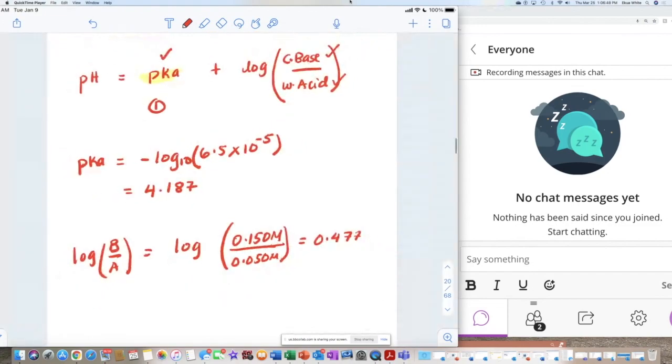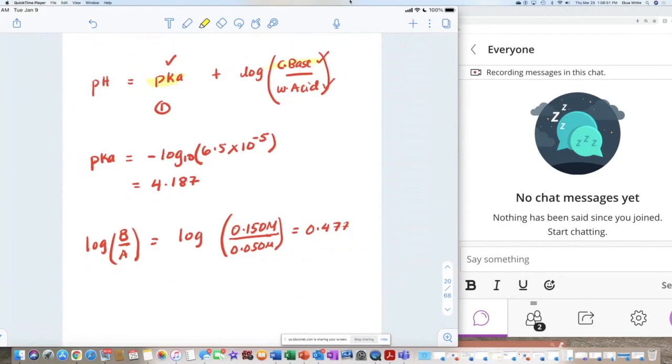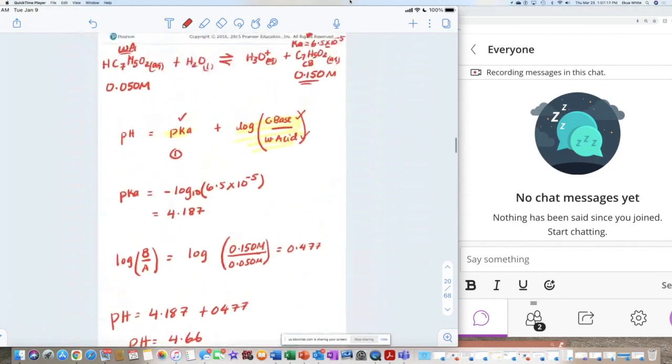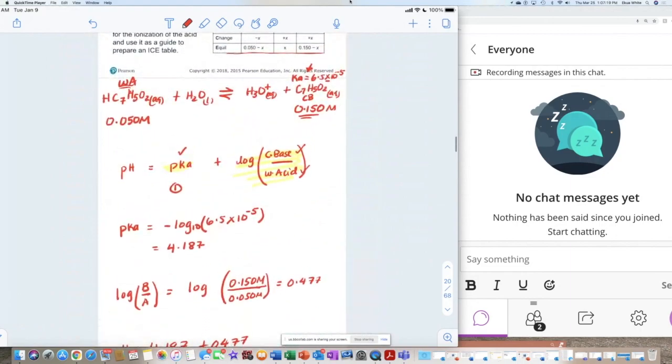So now I plug these back into the formula. I got all of this part worked out. So pH is going to be equal to 4.187 plus 0.477. I take the second answer, add it to my first answer, and I get pH equal 4.66. Okay? So much simpler, huh? I mean, it really depends.